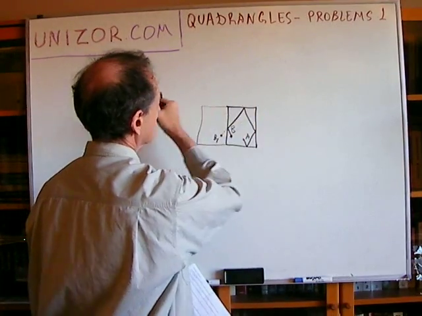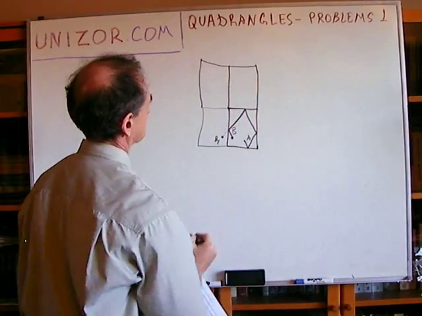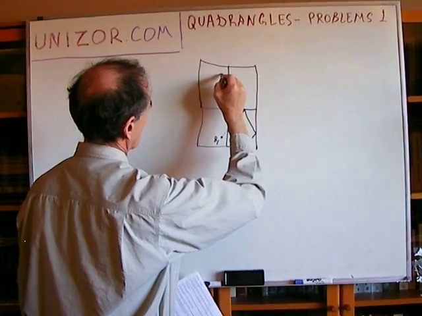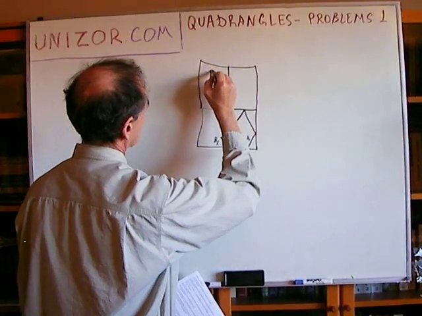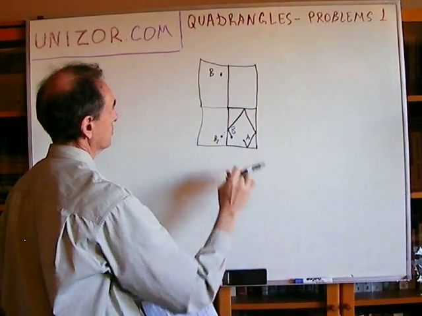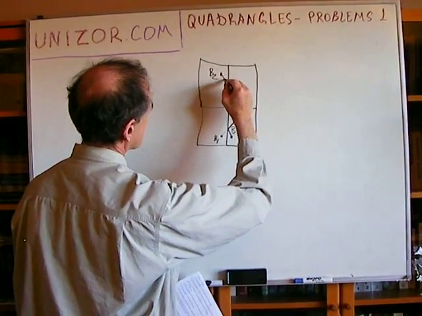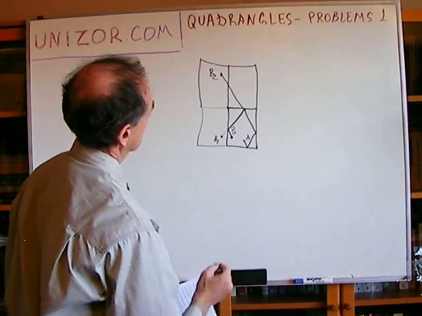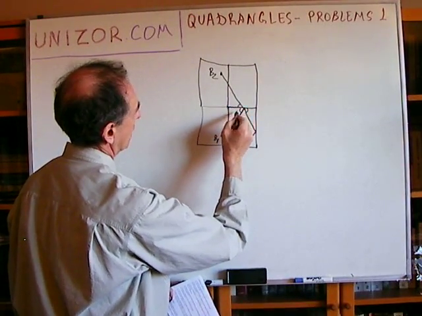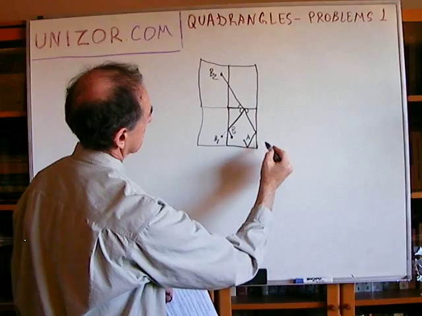Let's reflect the whole picture relative to this. Now, what happens? This is B2. B2, not B square, B2, is symmetrical to B1 relative to this line, which makes this a straight line, since these two angles are equal to each other. These are equal to each other because it's symmetrical. That's what makes this a straight line.